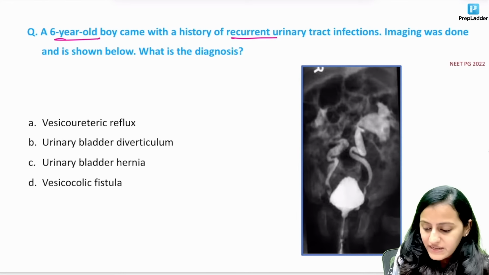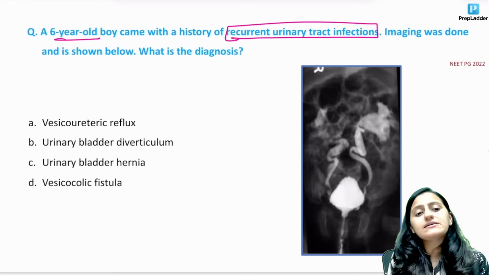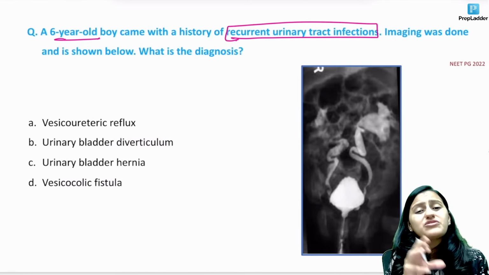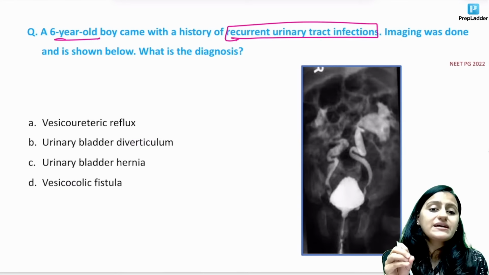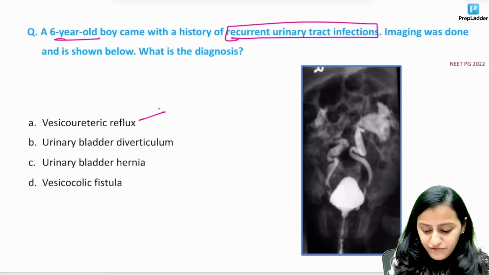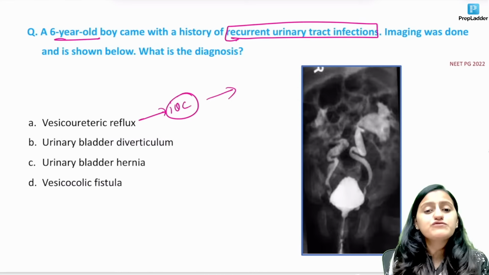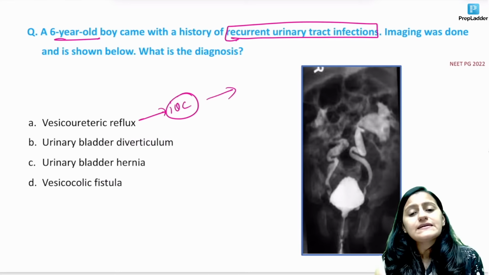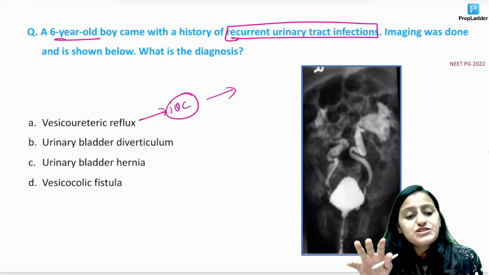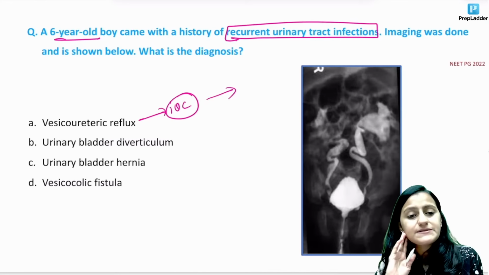A 6-year-old boy with recurrent UTI. Okay, whenever you have a child with recurrent UTI, start thinking of VUR, vesico-ureteric reflux, right? First of all, tell me what is the investigation of choice for VUR? Is it IVP, MCU, RGU? What is the investigation of choice?